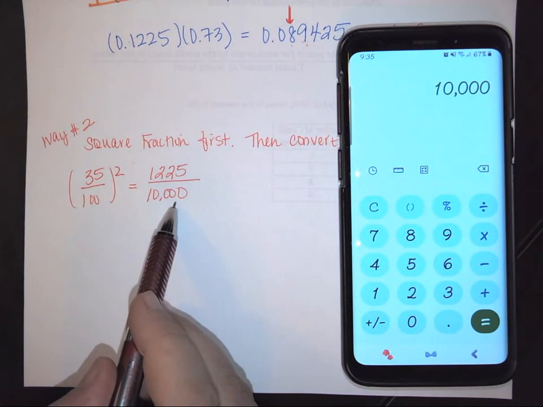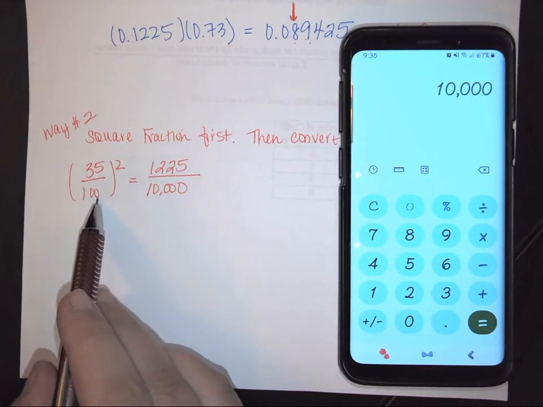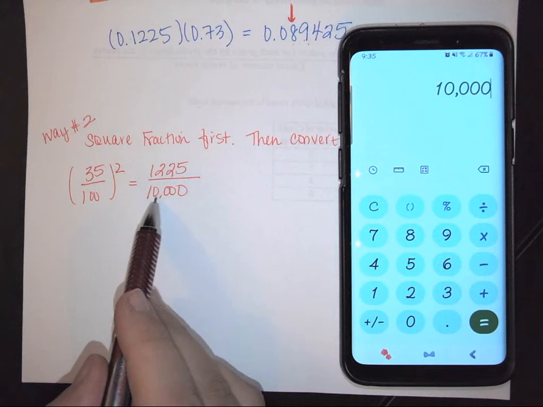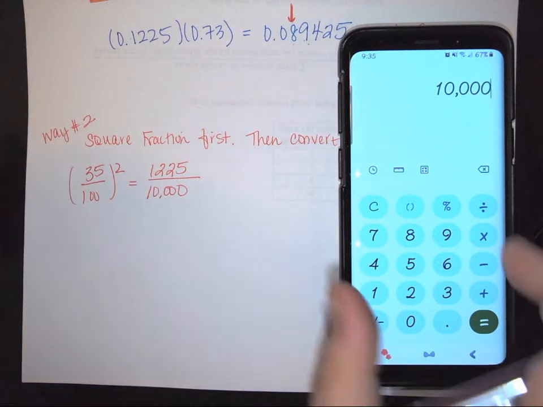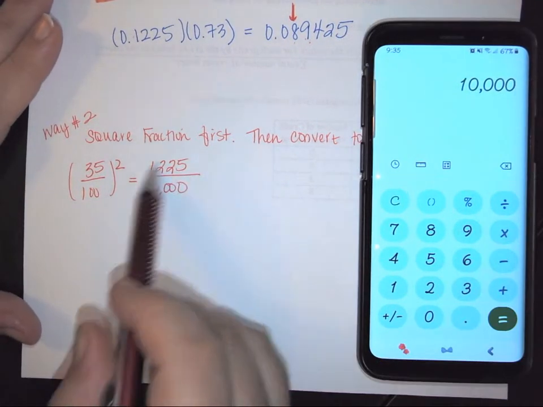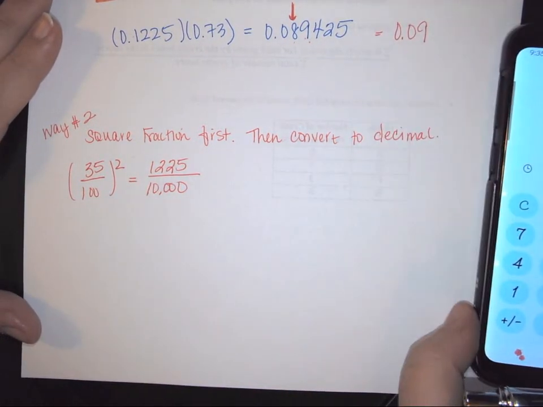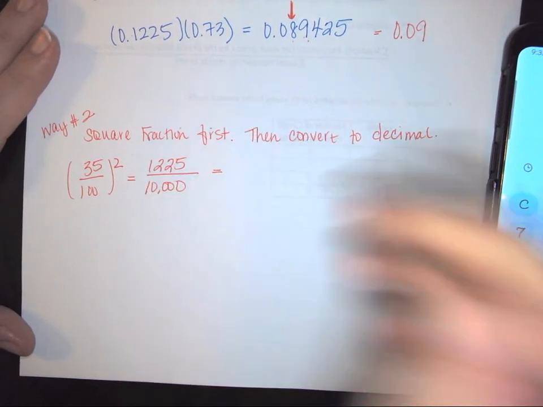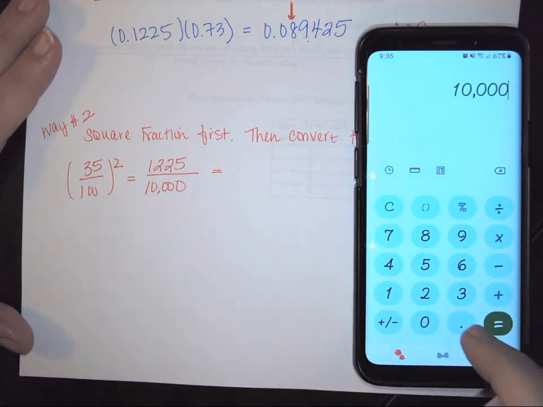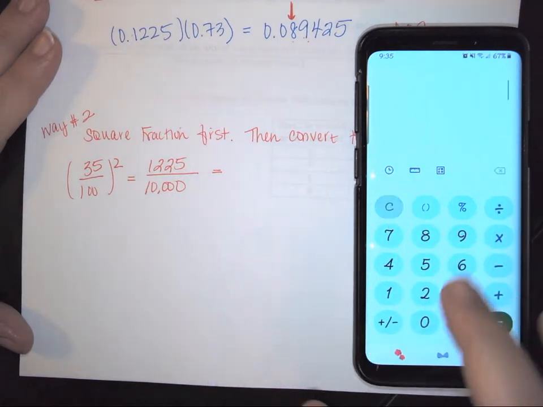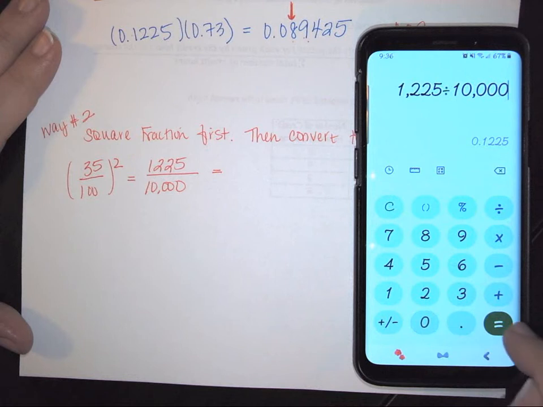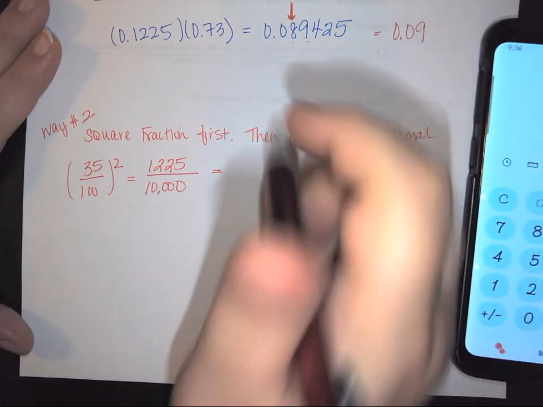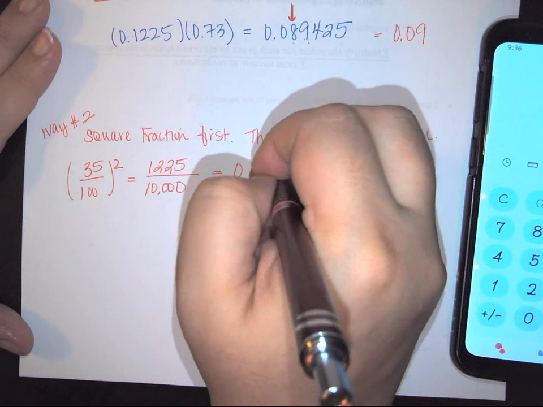Now another way to square 100 very easily without having to use your calculator is, notice when I do 100 times 100, I have 4 zeros, therefore I have to have 4 zeros in my answer. Okay. So now that we have the fraction here, then we would convert this to the decimal, again by dividing. So we would take 1225 divided by 10,000, and notice you get 0.1225.